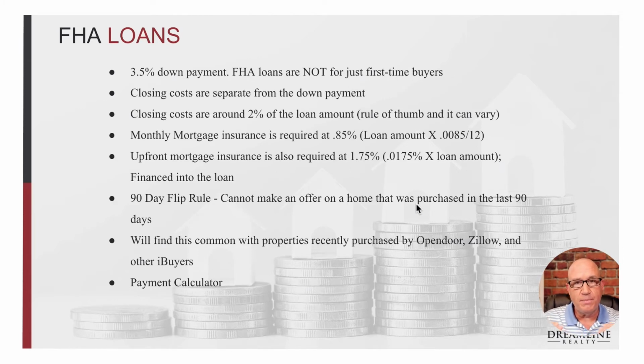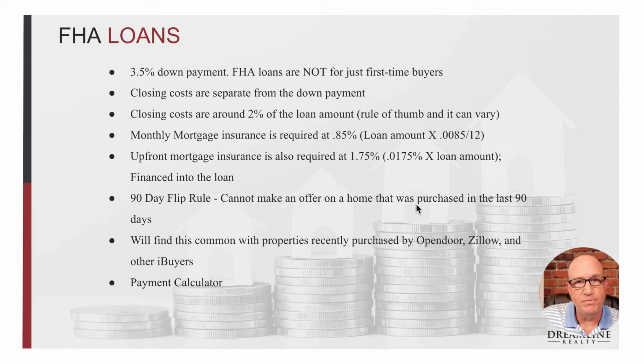So as far as the components of a loan go with FHA, they will allow you to buy a house with just 3.5% down payment. And one of the big misconceptions is that FHA loans are for first-time home buyers, and that is not true. This is not a first-time home buyer loan. Anybody can get an FHA loan, even if they've had an FHA loan in the past. So that's the good news.